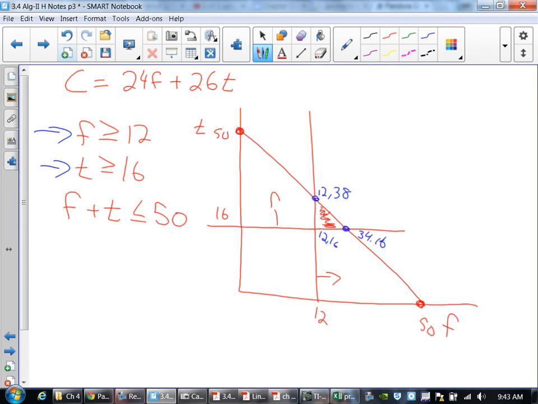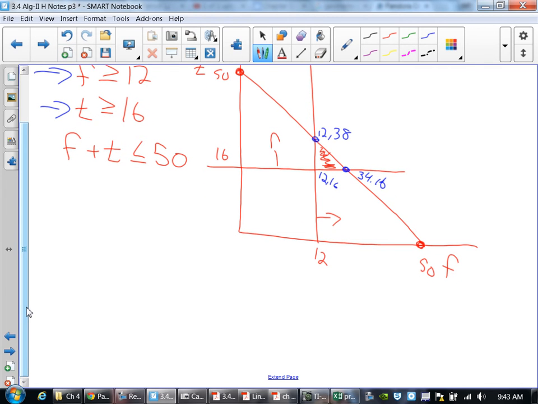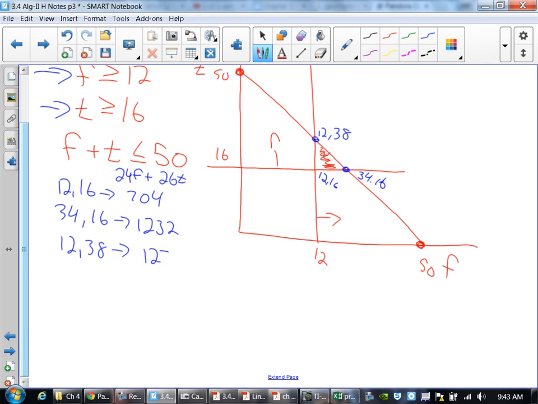And then you wind up with three ordered pairs to check. I wonder what would be the largest. So we have 12, 16; 34, 16; and 12, 38. Our function was 24F plus 26T. This one gives you a 704. This one's 1232. And the last one is 1276 when you substitute in. I'm assuming you don't need me to show you how to substitute in, right?